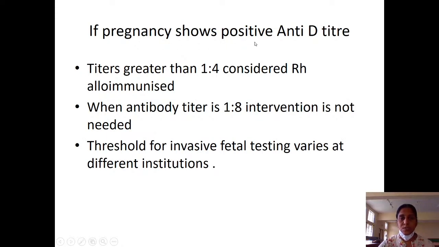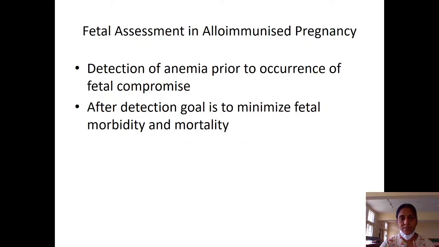If the patient is positive for anti-D and the titer is greater than 1:2, that is Rh alloimmunization. Intervention is not needed if the titer is up to 1:8. But after that, it varies between centers, and after that we have some intervention.